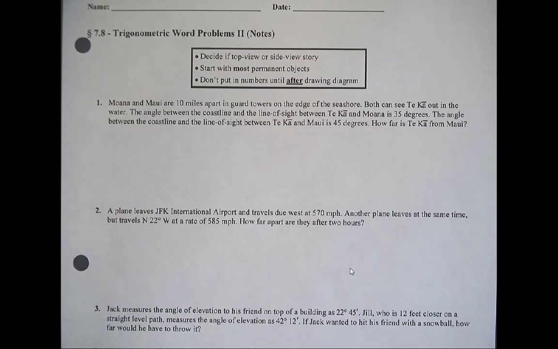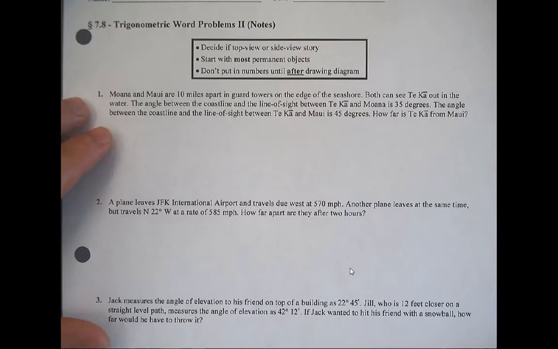This is Trig Word Problems Part 2. This is a continuation. We did trig problems at the end of Unit 6, but all those trig problems created a right triangle, so we could do SOHCAHTOA. Now we're adding into the mix: how can we do trig word problems where we would do the law of sines or the law of cosines? So not necessarily SOHCAHTOA.